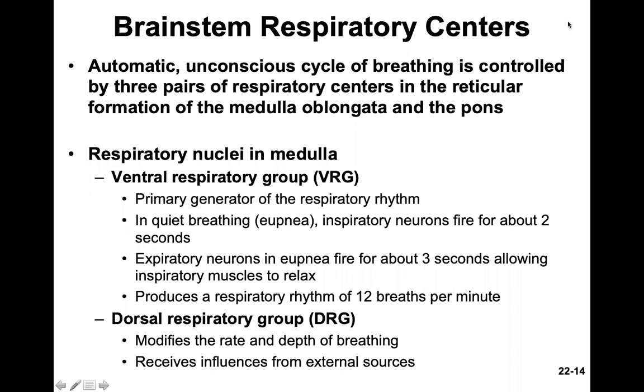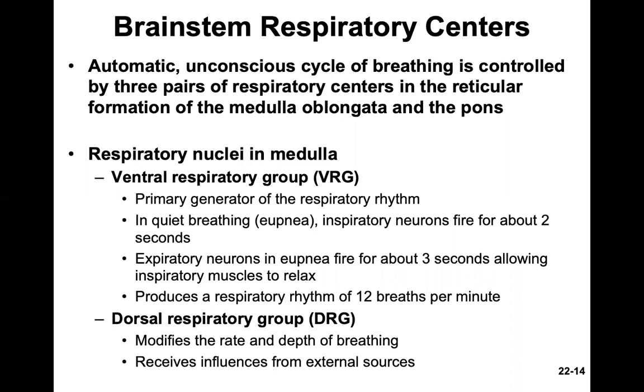All right. So in the brain, you have three different locations where breathing is controlled. You have two in your medulla oblongata, and you have one in the pons. Both of those are locations in the brain stem. In the medulla, you have your ventral respiratory group, your VRG, and you have your dorsal respiratory group. Remember that ventral is another word for anterior, dorsal is another word for posterior. So the ventral respiratory group is the primary generator of the respiratory rhythm.